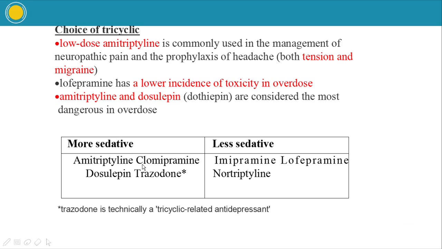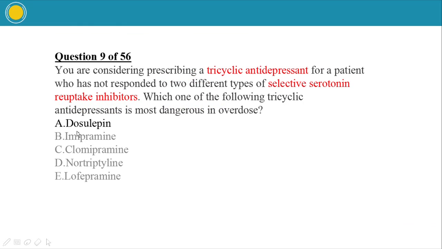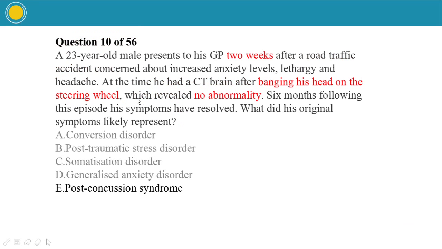They have more severe side effects of sedation. Look for amitriptyline and lofepramine, nortriptyline. Yeah, more of that, less sedative side effects. Okay, less sedative. So that's why in this question, the choice is dosulepin and amitriptyline, most dangerous for overdose toxicity. Amitriptyline, dosulepin. Okay, question number 10.